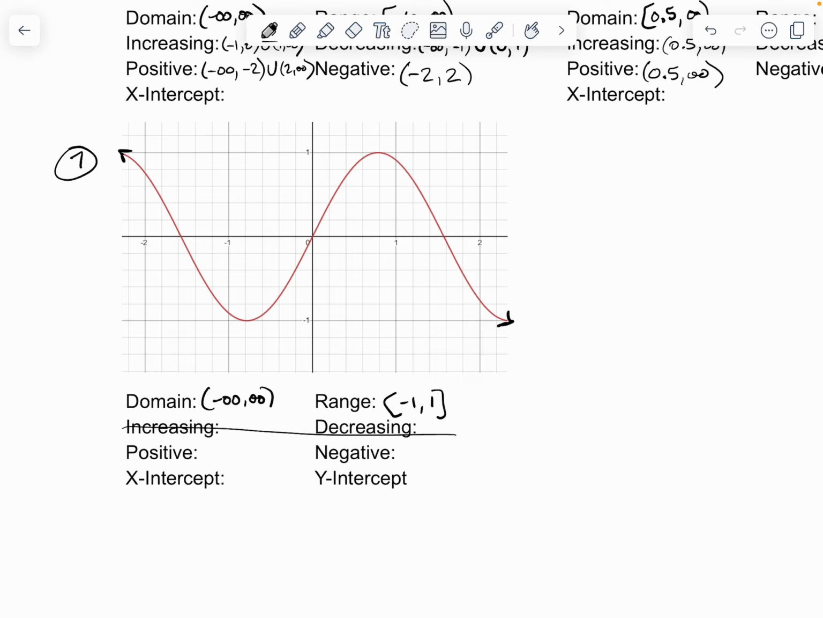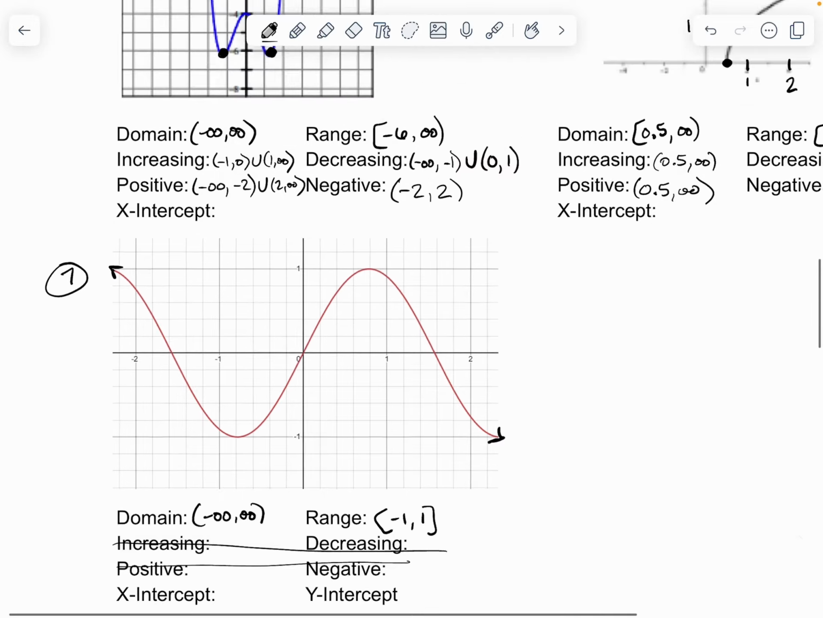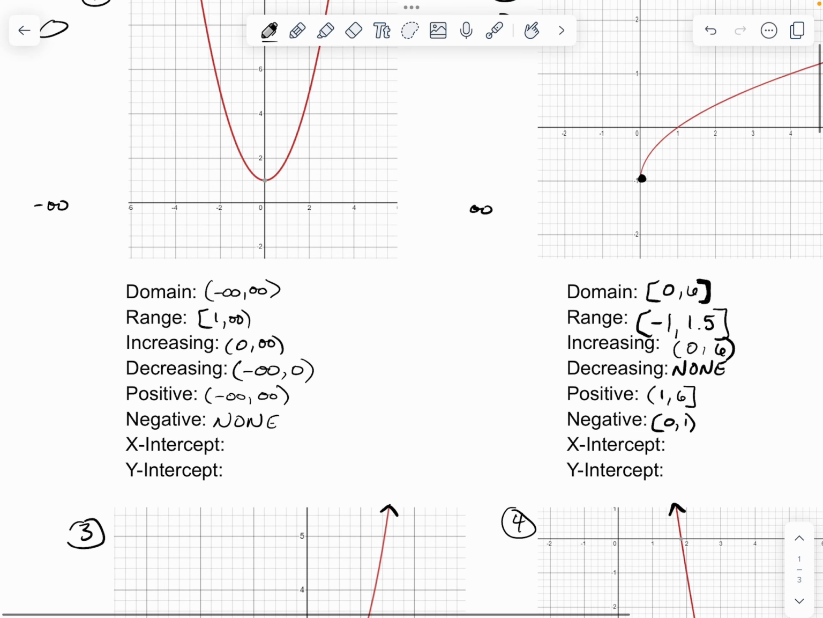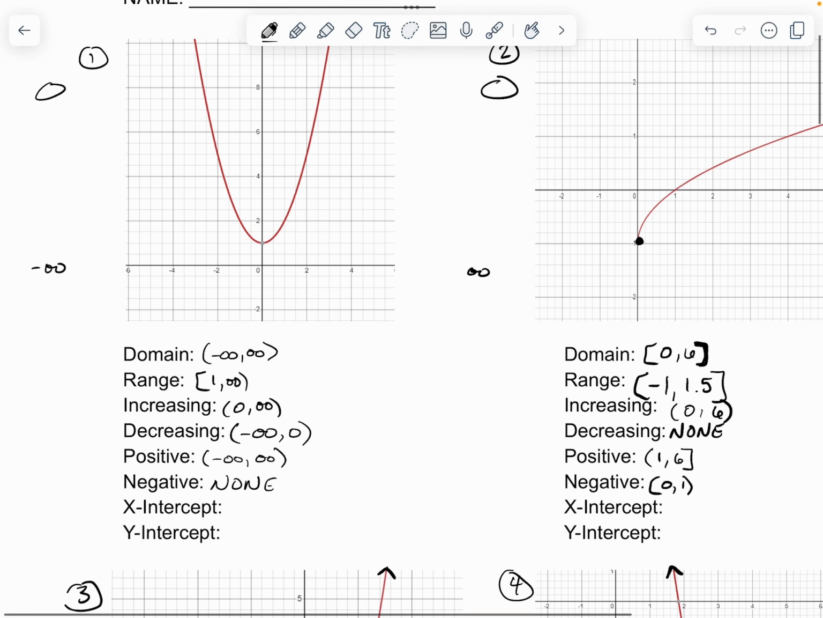And number 7. Positive, negative. Again, this one's going to have a lot of different ones. Let's mark that out right here. Positive and negative, we won't worry about that one for number 7. Okay, last piece of information we're going to talk about. These will go very fast.